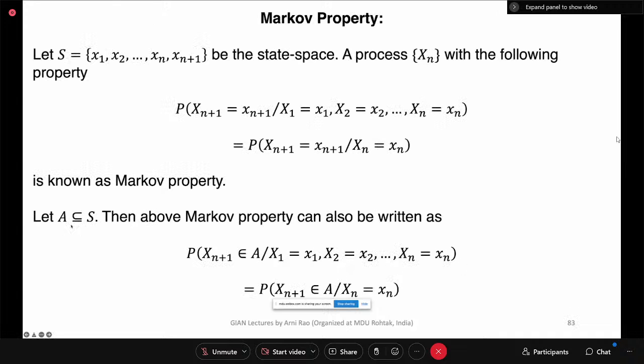So in general, when A is a subset of the states, if you consider Xn+1 belongs to A, given all these individual random variable values, the probability that Xn+1 belongs to A depends only on the most recent value.